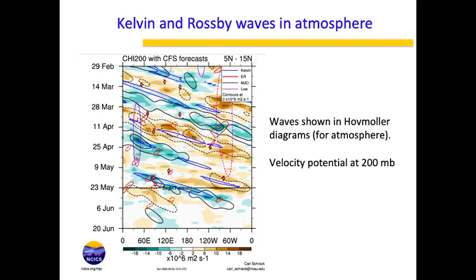Okay. You can also look at Rossby and Kelvin waves from this velocity potential at 200 mb chart, which is again a Hovmoller diagram. So this blue is Kelvin, red is Rossby, MJO. All of these are kind of propagating from east to west. Okay, so these are Kelvin waves, and Rossby waves, if it is moving from west to east. So if it is moving from west to east, then it's a high frequency Rossby wave. Correct. So we have to understand that.